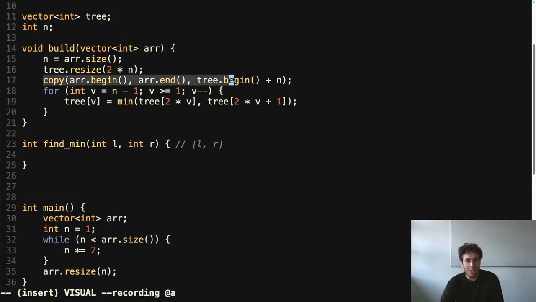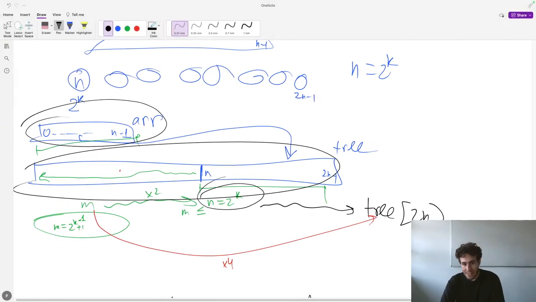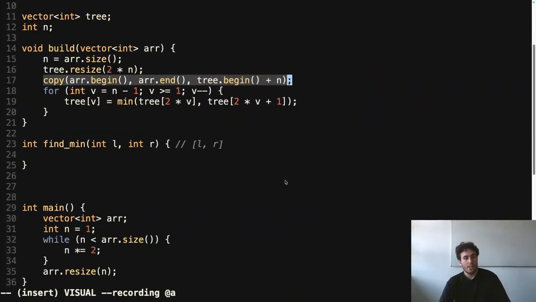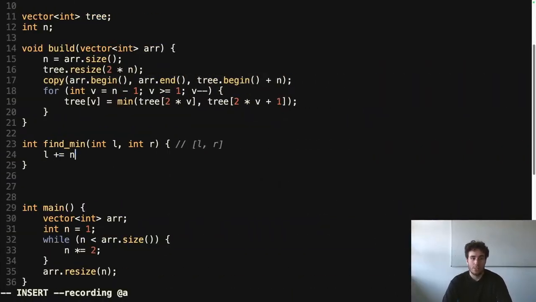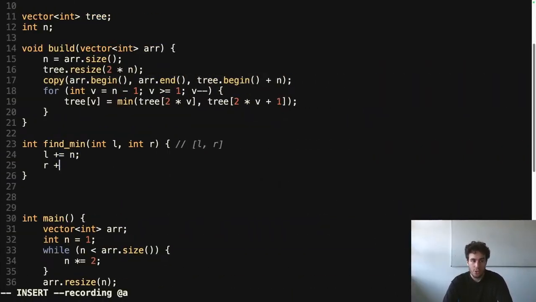Because we copied our array into the tree, but we shifted it by n, right? So index 0 becomes index n, index 1 becomes n plus 1, and so on. So any kind of index L in the tree is stored in vertex L plus n. So I just need to add n to all my indices to get vertices. So now L and R are not indexes in the array, but vertices in my tree.